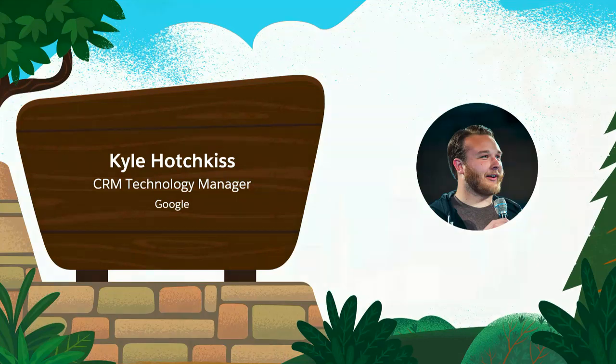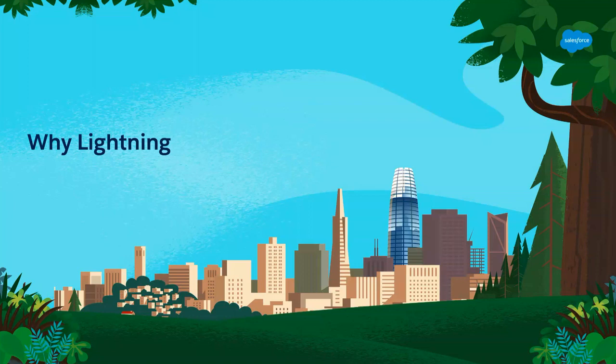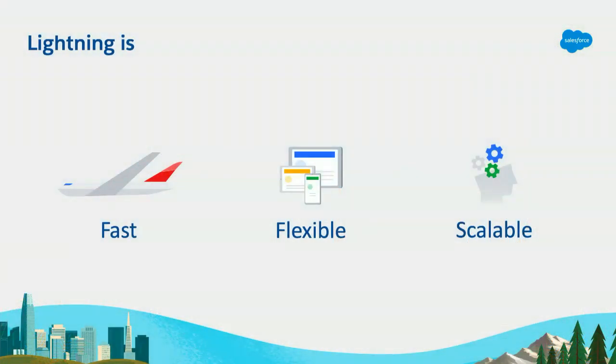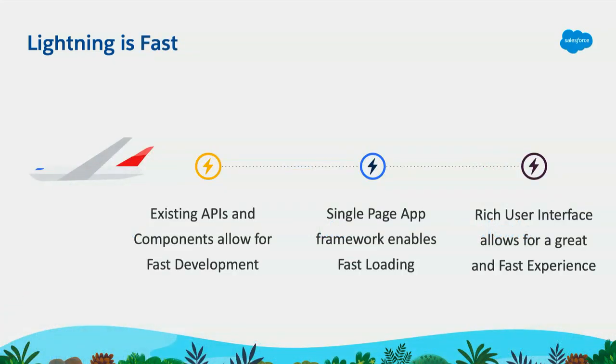A little bit of background on why we like Lightning and why we want to invest in it: it has three core tenets that we follow, and we think it really enables us. First, Lightning is fast, it's flexible, and it's scalable. For being fast, it's fast for us to develop on. There are tons of existing components you can leverage that allow you to get things out as fast as you can so your users can see that business improvement. The single-page application also works very quickly, allowing users to accomplish the tasks they need to very quickly.